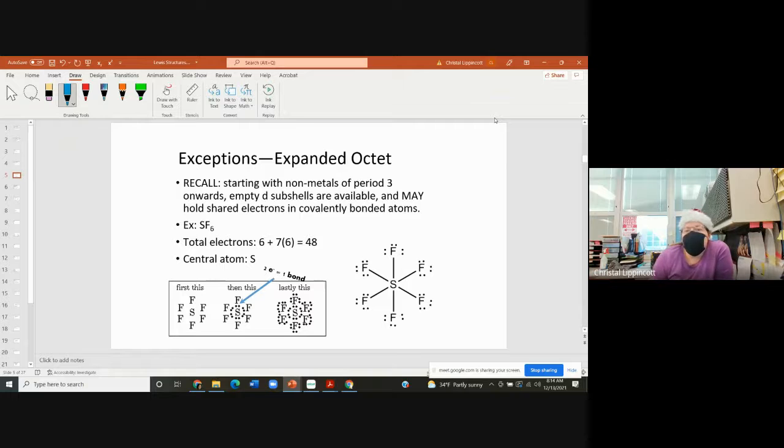Okay. We also have these things called expanded octets. So your sulfur, phosphorus, chlorine, bromine, selenium, arsenic, tellurium, iodine, astatine, they can form these expanded octets because they have a d orbital that's open to be able to form that.